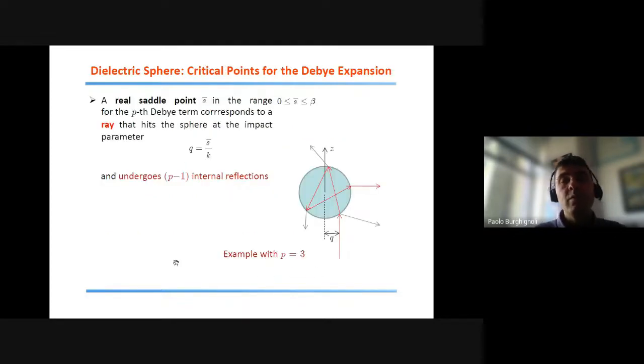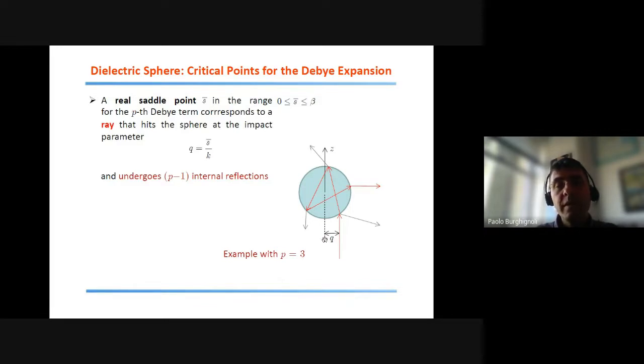The result, again summarized here, is the following. If you have a real saddle point, again s-bar in the range between 0 and beta, now for the pth Debye term, and since we now have an infinite number of Debye terms, then this saddle point will correspond to a ray that hits the sphere at the impact parameter indicated here with the letter Q, again s-bar divided by k. Now this ray undergoes, however, p-1 internal reflections, where p is the order of the Debye term, as you can see in this drawing, in which a case with p=3 is shown.